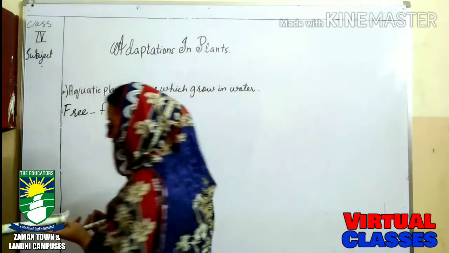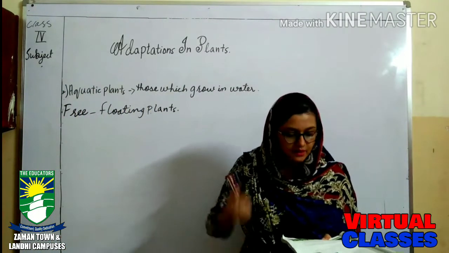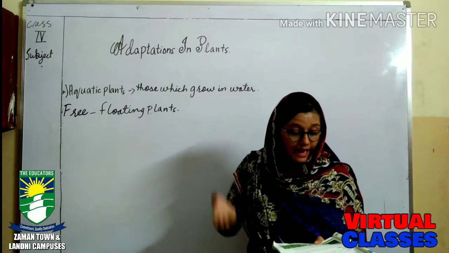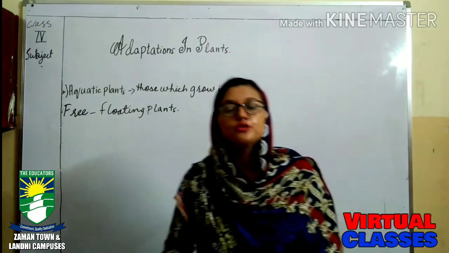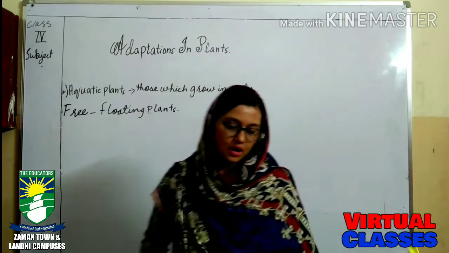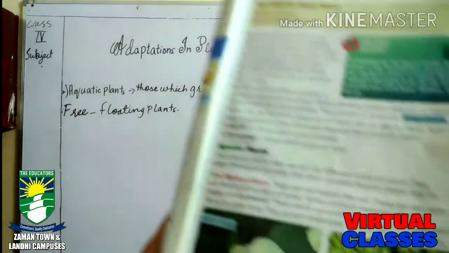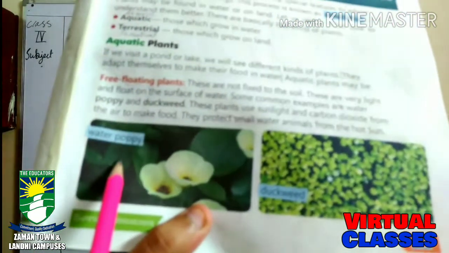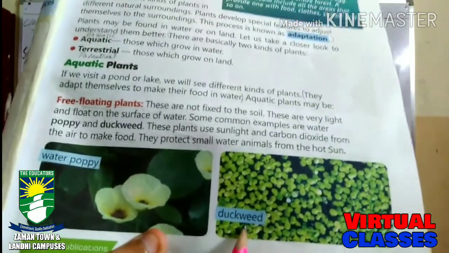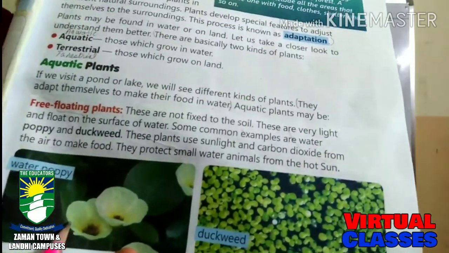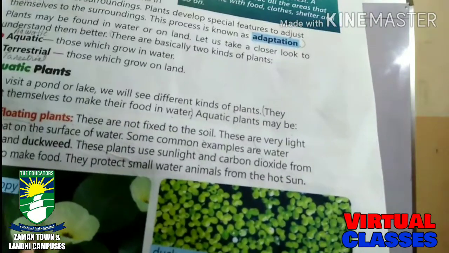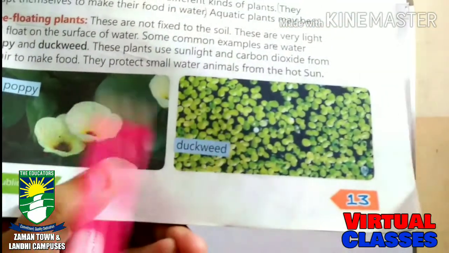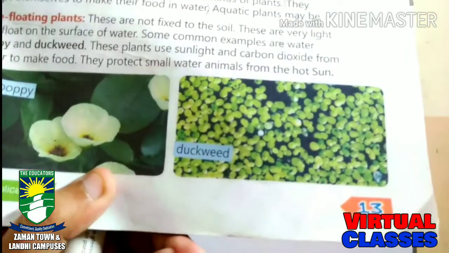These are not fixed to the soil. They are very light and float on the surface of water. You can see the examples on this page: water poppy and duckweed. These plants use sunlight and carbon dioxide from the air to make food. They protect small water animals from the hot sun. Both are examples of free floating plants.